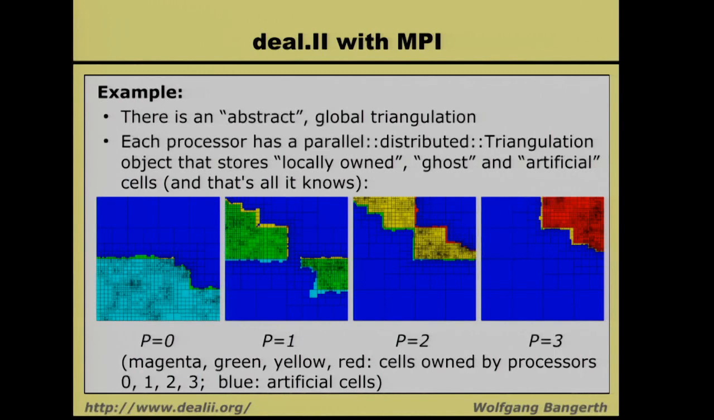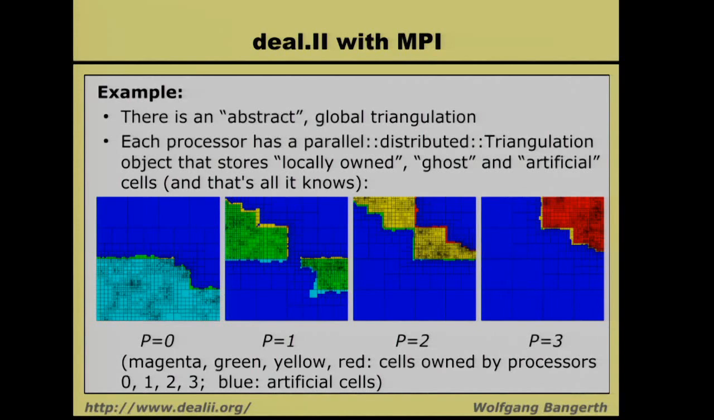I want to show you an example of how we split data. So here's a depiction of the triangulation that we have in deal.II that, I think, comes out of the Step 40 tutorial program. There is an abstract global triangulation of our domain, which is a square or rectangle here, where there are a set of finest cells. I forgot how many this is. This looks like a few thousand or maybe a few 10,000.